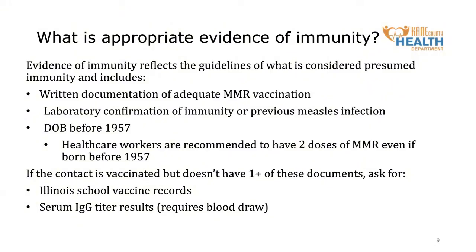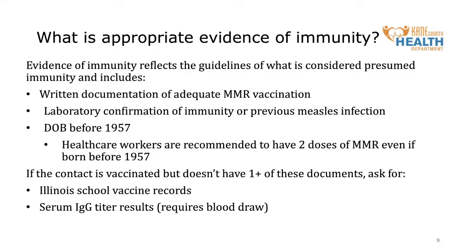If neither vaccination nor lab records that provide evidence of presumed immunity are available, it's time to look at their date of birth. Individuals who were born before January 1st, 1957, or in other words, born on or before December 30th of 1956, are considered immune to measles. However, importantly, healthcare workers must have 2 doses of MMR, even if born before 1957.